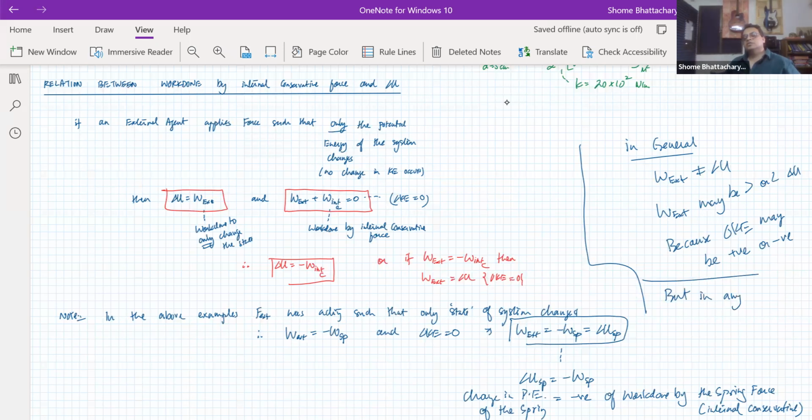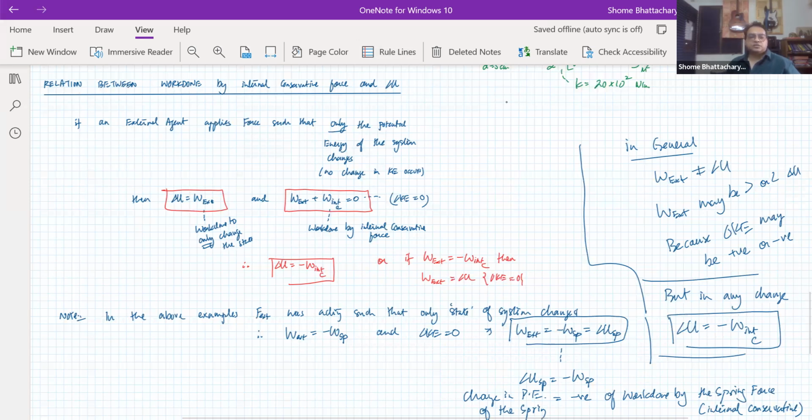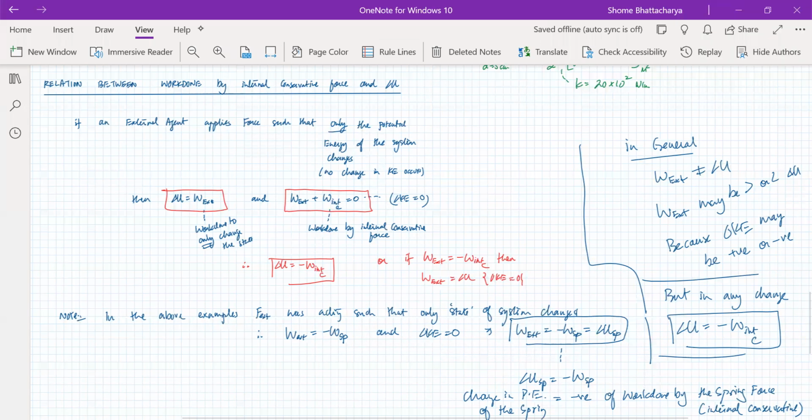But in any change, delta U will always be equal to negative of work done by the internal conservative force. This statement is universal. Whereas this statement was conditional, that when the work done is only to change the state. So that is why this is a better way to understand the definition or the mathematical formula for change in potential energy. It is the negative of the work done by the internal conservative force when the state of the system is changing. So again, I will explain this with a couple of examples and it will become more evident why this is the case.